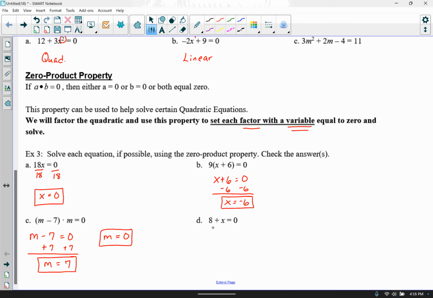Letter D here, just solve for x. Hopefully you agree. Subtract 8 from both sides, so x equals -8. One and only solution. Okay. All right, let's flip it on over then to the next page.